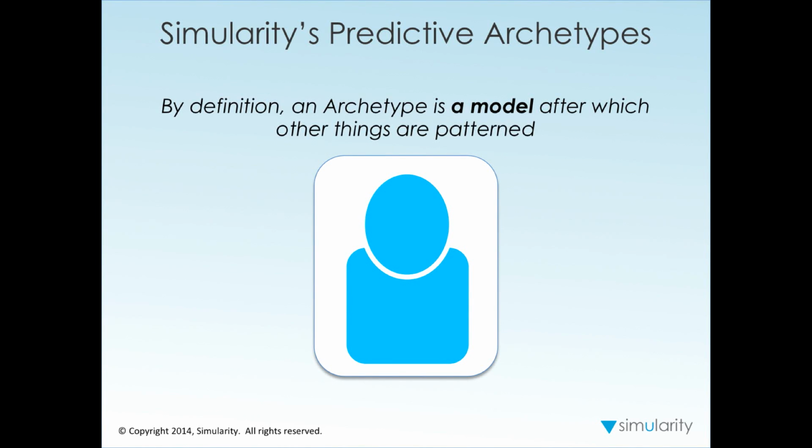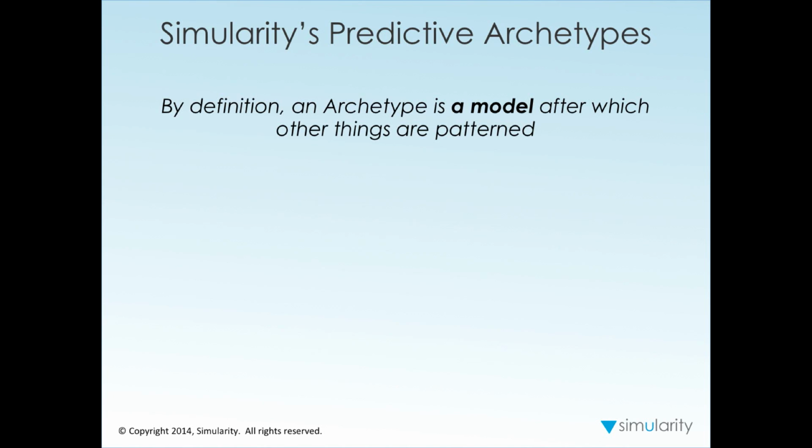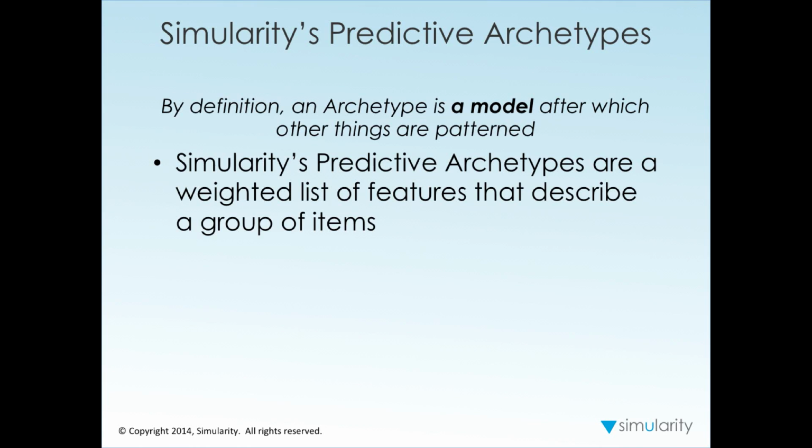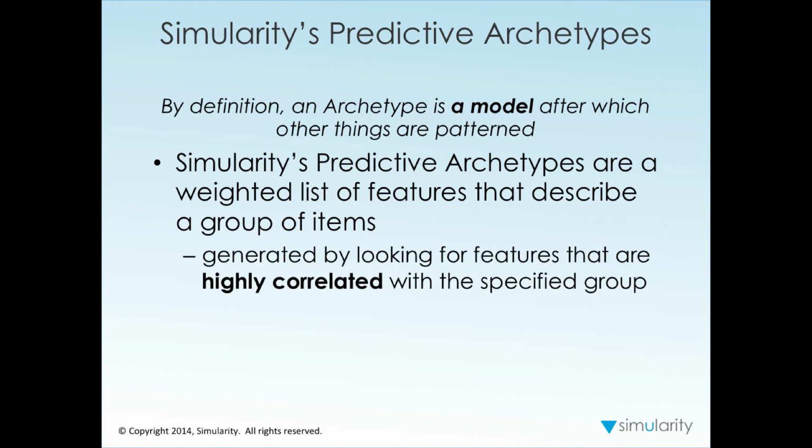Simularity's predictive archetypes. By definition, an archetype is a model after which other things are patterned. And this is how we use that description of archetype for Simularity. Our predictive archetypes are a weighted list of features that describe a group of items. That weighted list of features is the model, and it's generated by looking for features that are highly correlated with the specified group.